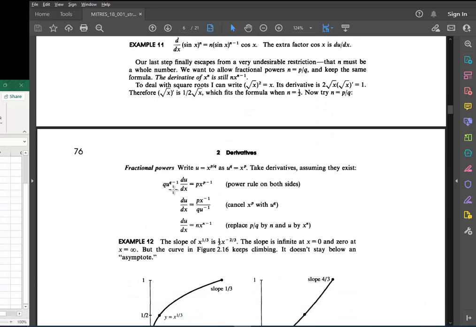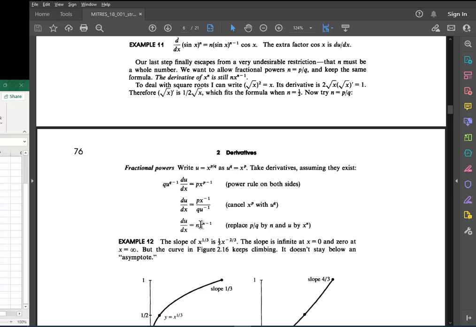Here, there's also an interesting discussion where you have a fractional power, and he breaks it up like this. If u equals x to the p over q, then I can raise both sides to the qth power, and then take derivatives of both sides. On the left-hand side, we use the power rule that we just had, and then this one here is the polynomial rule that we know already. And then you just go ahead and solve for du dx, and then you substitute back in for u. Okay, and you get this formula here.